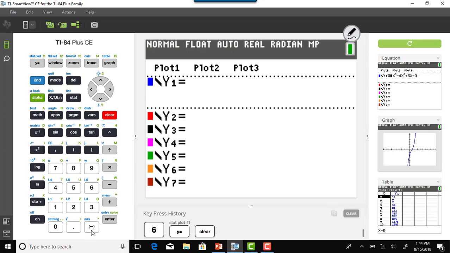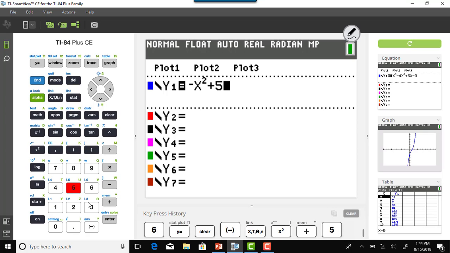That's the only time you're going to use a negative button, is if that first term or coefficient is negative. So it's going to be negative x raised to the second power, and again, you can either hit raised to the second or use your nice squared button there. So negative x squared plus 5. And we'll graph this in a standard window, and if we need to adjust our window, we will adjust it from there. So we're already in a standard window, so I'm just going to hit graph.